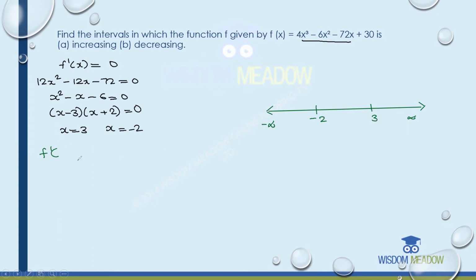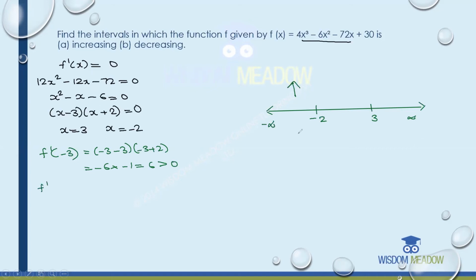So let me take f dash of minus 3. When you substitute, you can use this form, or the simplified form, but I would substitute here because this is a better form. It's easy for substitution; otherwise I'll have to find the square and multiply with 12. So minus 3 minus 3 times minus 3 plus 2 is minus 6 into minus 1, that's 6. So it's greater than 0, and I can conclude that it's increasing there.